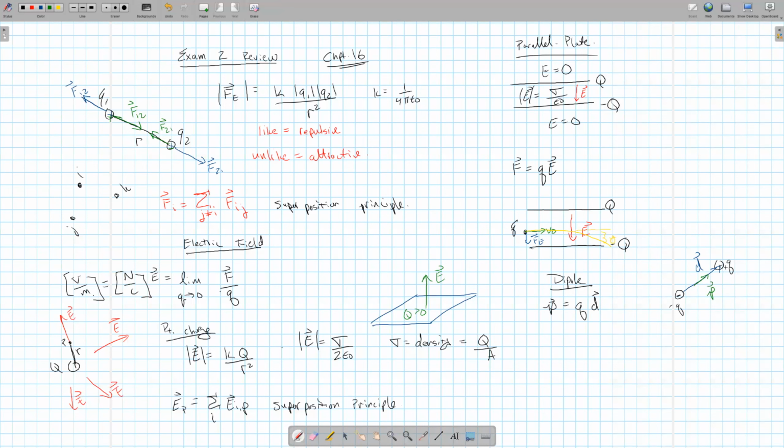So this is my dipole moment. Again, this is opposite to that of the electric field, where the electric field points from the positive charge to the negative charge. The dipole moment points from the negative charge to the positive charge.